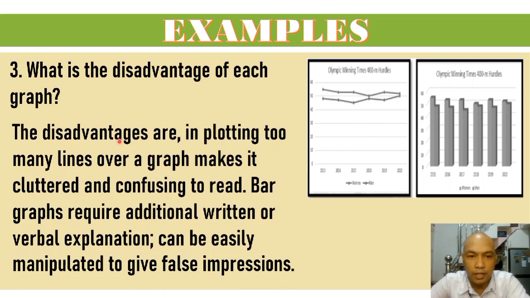Okay, the disadvantages are, plotting too many lines over a graph makes it cluttered and confusing to read. Especially if we add more lines, like this, right? There, if our graph becomes like that, it is very hard to read. The bar graph, on the other hand, requires additional written or verbal explanation, and can be easily manipulated to give a false impression. Because here, it is really hard to identify exactly what value the time reaches. And it is the same with the line graph. We will really have difficulty getting the exact value.